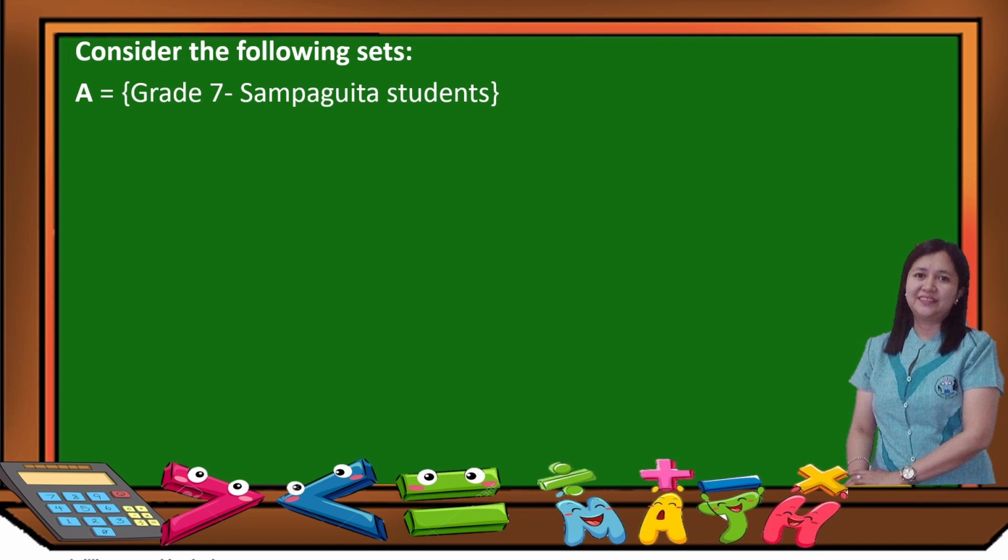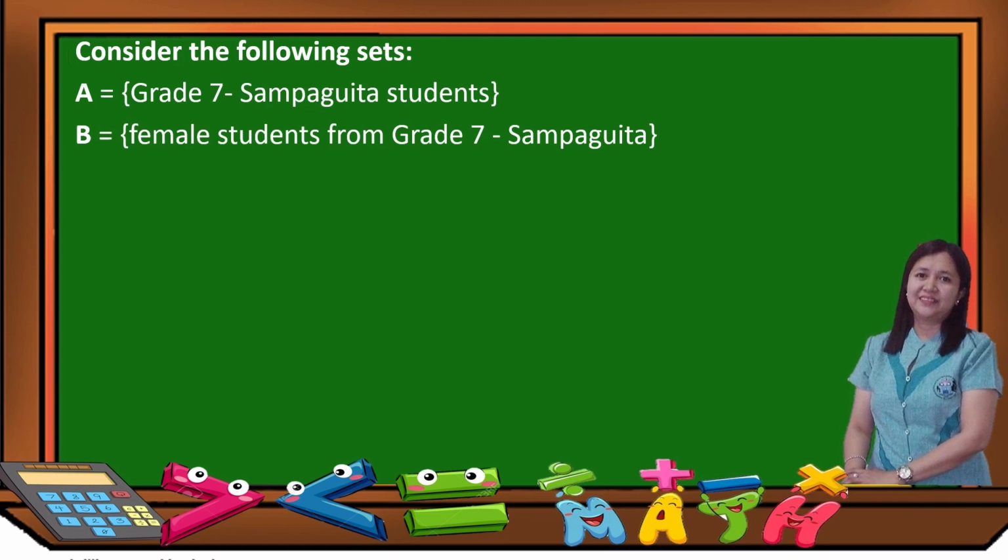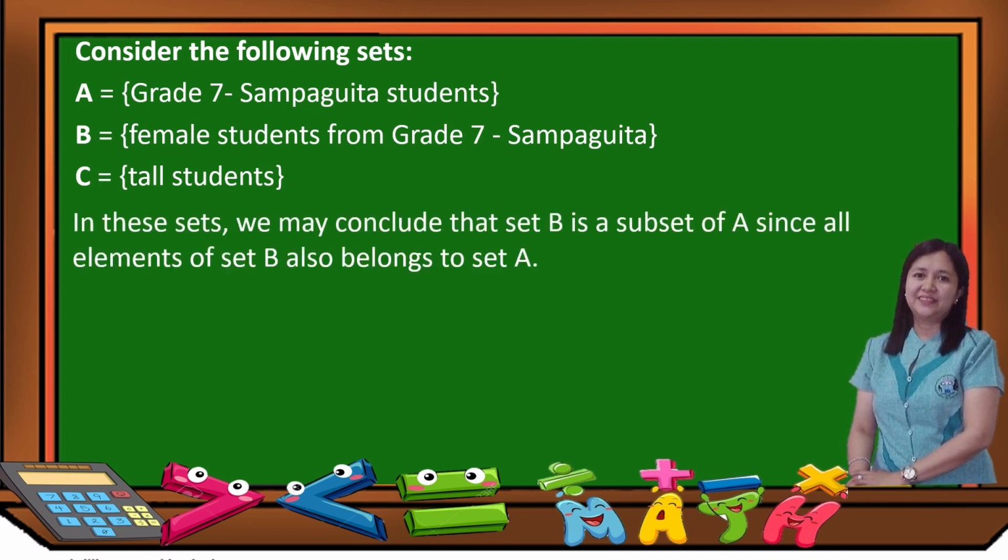Consider the following examples. Set A, grade 7 Sampaguita students. Set B, female students from grade 7 Sampaguita. While set C, tall students. In these sets, we may conclude that set B is a subset of A since all elements of set B also belong to set A. Is that clear, class?